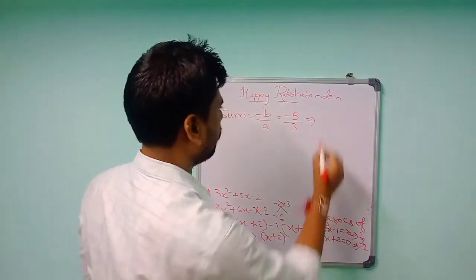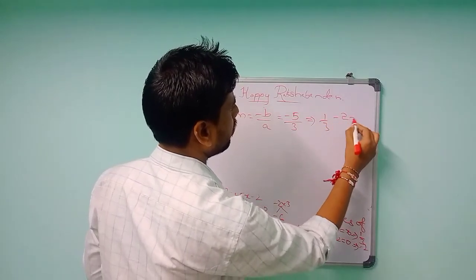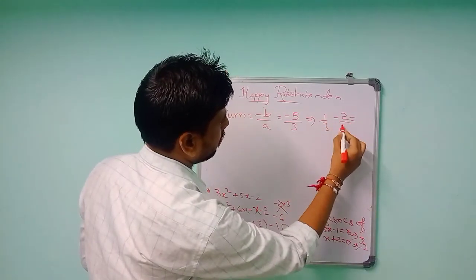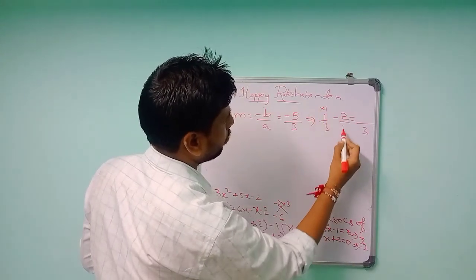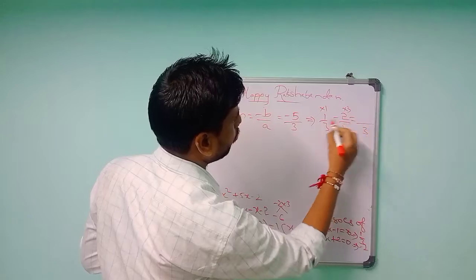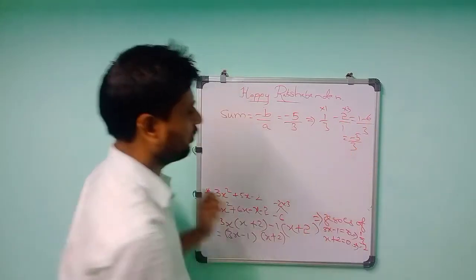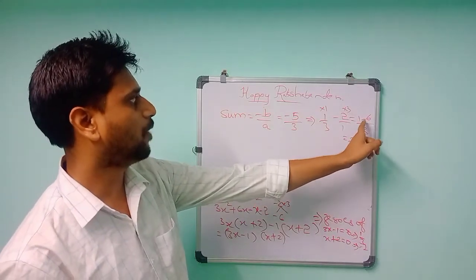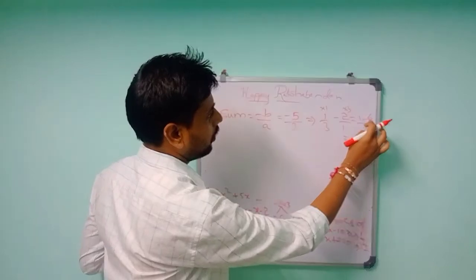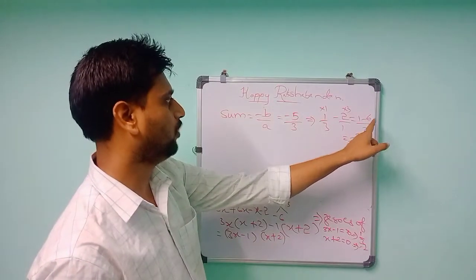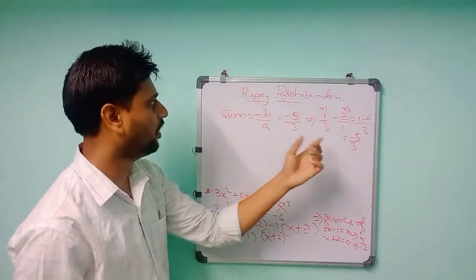Now take the numbers 1 by 3 plus minus 2, which is 1 by 3 minus 2. If you take the LCM, it is 3. To make 3, you have to multiply by 3, so it is 1 minus 6 by 3. This is minus 5 by 3, because 6 minus 1 is 5, but the negative integer is the larger number, so you have to take minus 5 as the answer, minus 5 by 3. So it is satisfying the condition, minus 5 by 3.